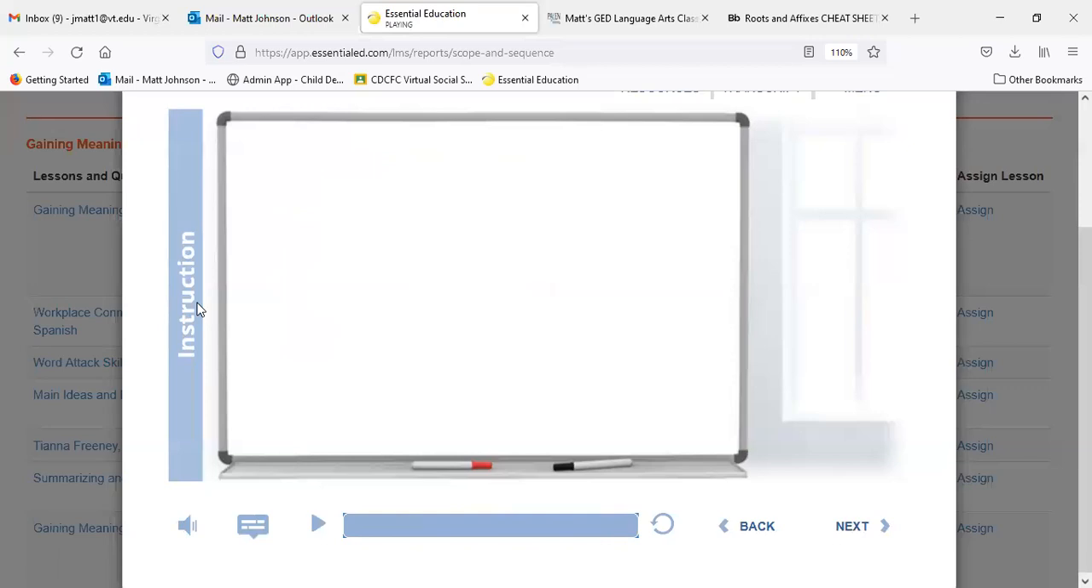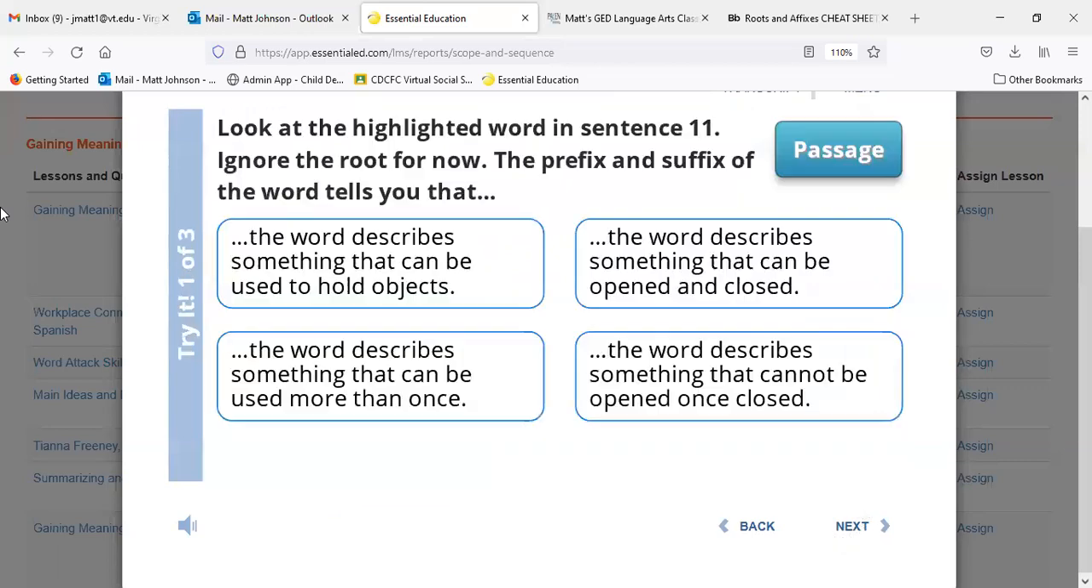Yeah, and just to point that out, right, we worked with monotonous in that quiz. So the root word is tone, T-O-N-E. So there's another example there where we drop that silent e at the end of tone and make it monotonous. It does change the pronunciation a little bit as well, but that root word is still tone. Look at the highlighted word in sentence 11. Ignore the root for now. The prefix and suffix of the word tells you that.